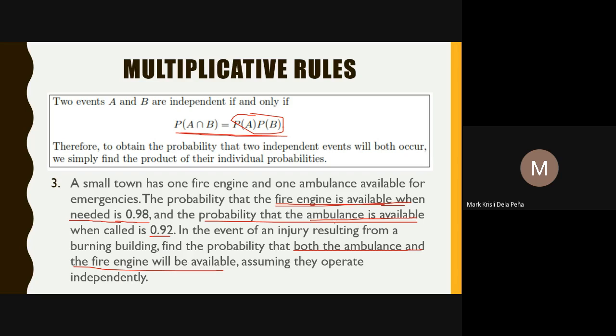If we analyze the problem, the fire engines, the firemen, are actually independent from the ambulance. The ambulances are on the rescue side, or in the hospitals, while fire engines will be with the firemen or in the fire department. So these two are independent events. And how do we solve this?